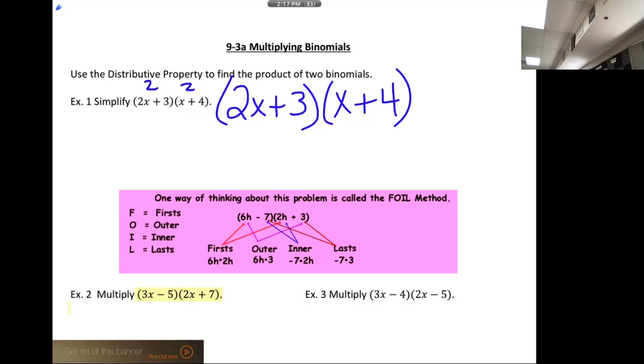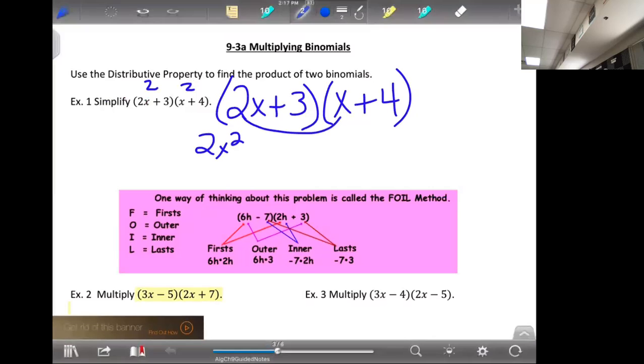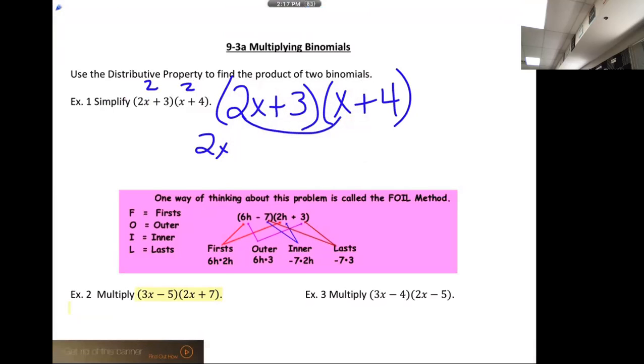And we're going to distribute that 2x through. So what do we get? 2x times x. Here, I'll show that stuff. So 2x times x and 2x times 4. I've used that 2x twice now, right? Yeah. So I can cross it out because I only have to use it twice.